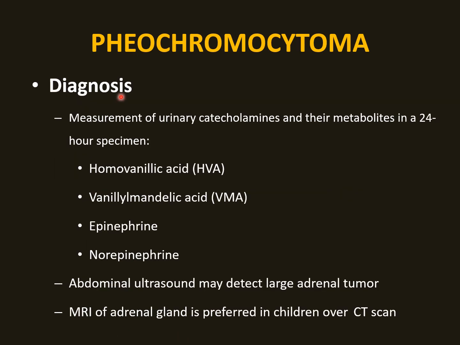Diagnosis of pheochromocytoma is made clinically and by measurement of the urinary catecholamines: homovanillic acid, vanillylmandelic acid, epinephrine, norepinephrine. Abdominal ultrasound is used for detection of the tumor in the adrenal. If it is not seen, MRI will be the best option and is preferred over the CT scan in children.